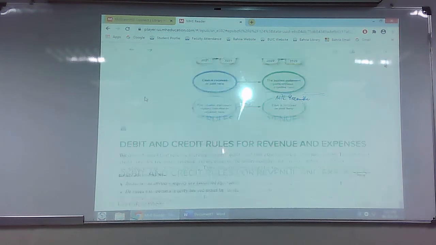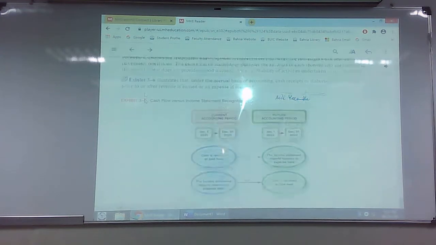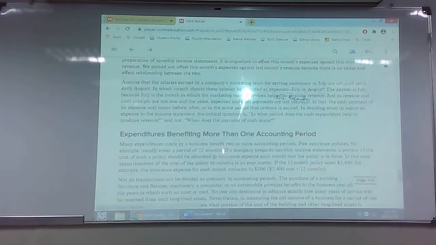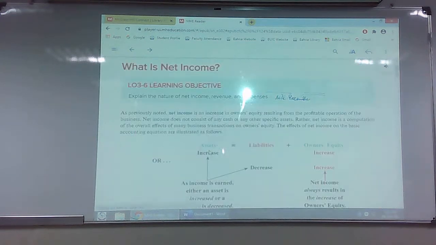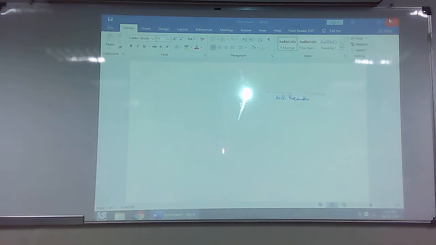And so this is page 105, okay? So just do this. And the last topic is, I think, cash flow versus income statement recognition. So this is till page 105. Start chapter 3 till 105, and that's about it.